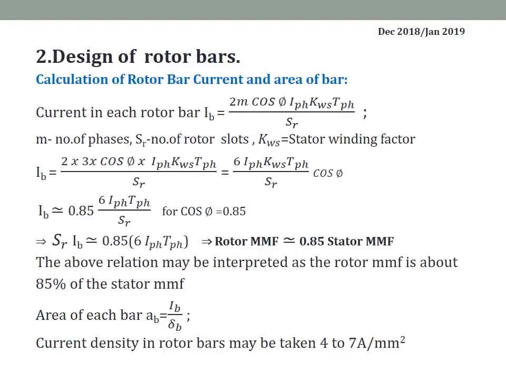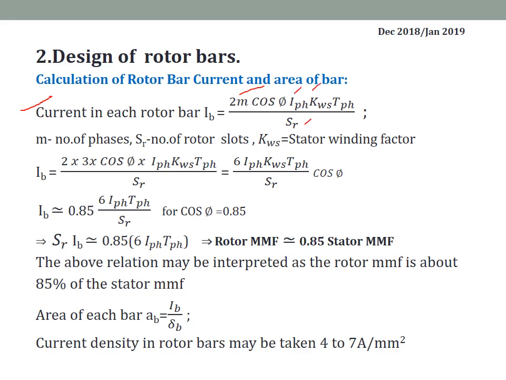Now we'll see the design of rotor bars. So now, how to calculate the rotor bar current and area of the bar. The current in each rotor bar IB is equal to 2 M cos phi IPH KWS TPH divided by SR. SR is the number of rotor slots. So already we know the number of rotor slots.